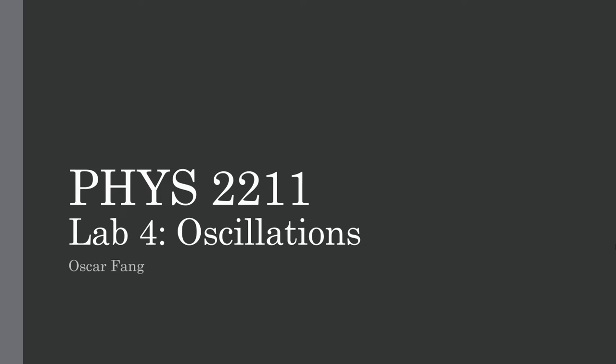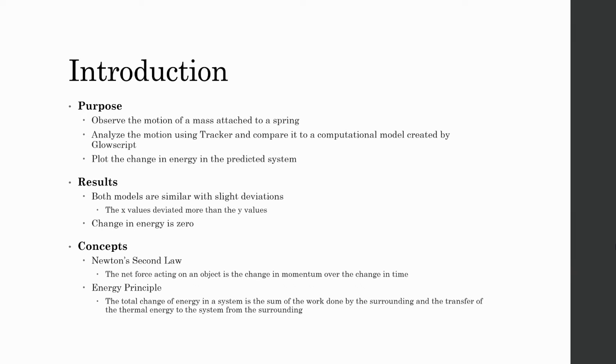In Lab 4 of Physics 2211, we focus on oscillations. The purpose of this lab was to observe the motion of a mass attached to a spring and analyze it using Tracker. We then used the data provided by Tracker to create a computational model in GlowScript, which is then compared to the observed model. The results of this lab found that both the models for the x and y positions were similar and that the change in energy is zero.